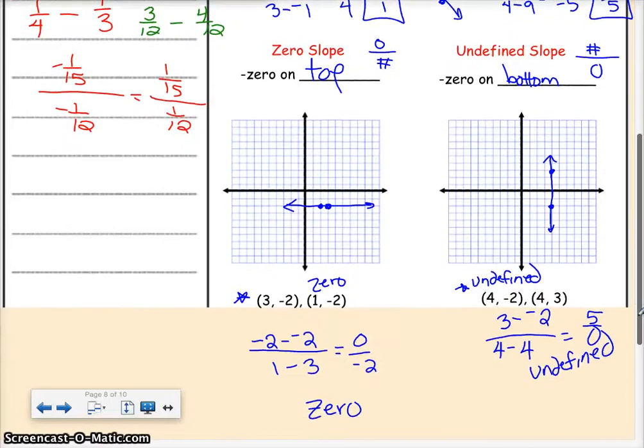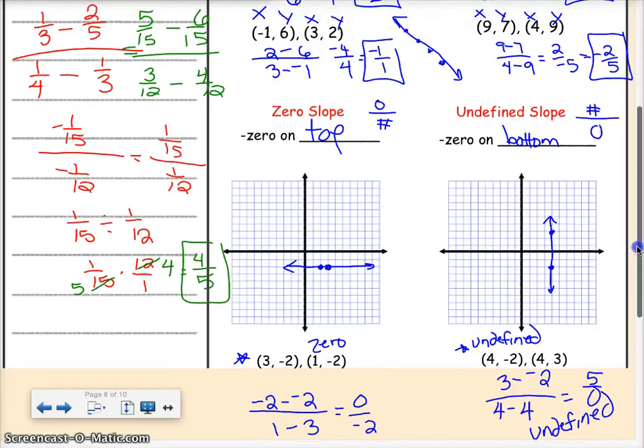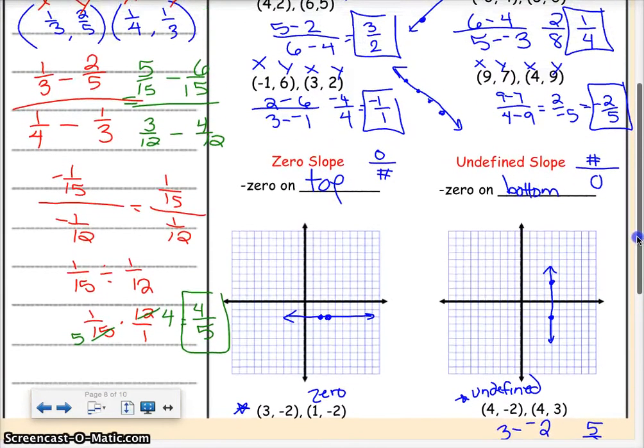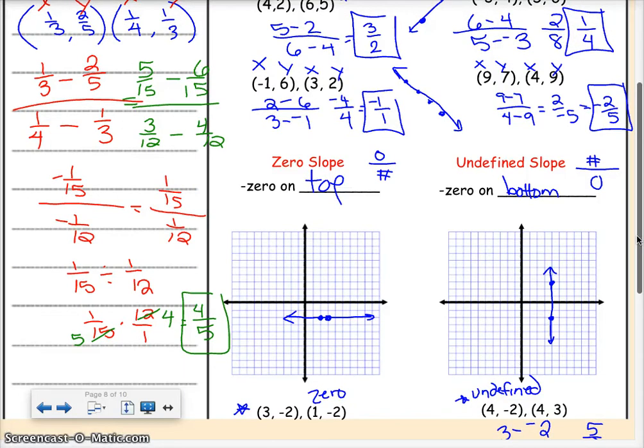So this is really 1/15 divided by 1/12, which is multiplying by the reciprocal of the second fraction. 1/15 times 12 over 1. Cross simplify. Top times top over bottom times bottom. So the slope of the line that contains those rational numbers, the fractions, is really 4 over 5. Don't you love it? I do. It's so wonderful. And that's our learning target.